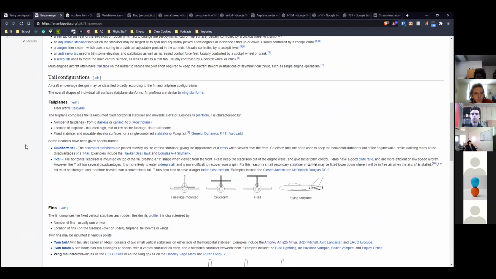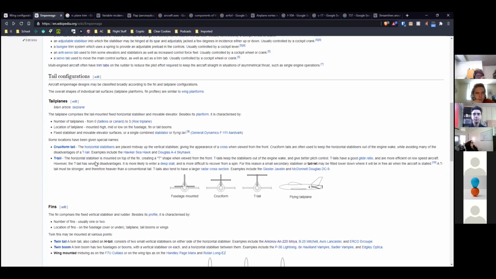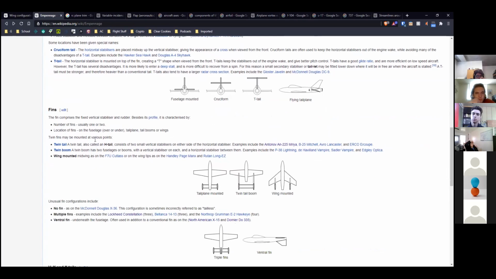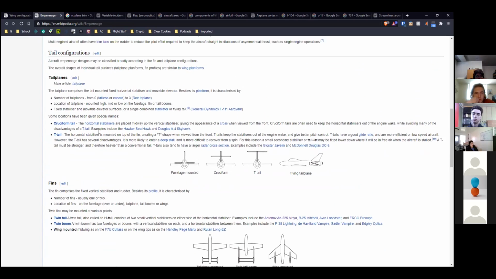Okay, so for the tail plane, we're defining the tail plane as just the combination of the horizontal stabilizer, which is a part that doesn't move, and the elevator, which is a part that does move. And all of these things have analogous properties to the wing. So you can change the planform and the airfoil and whatever else and the position.